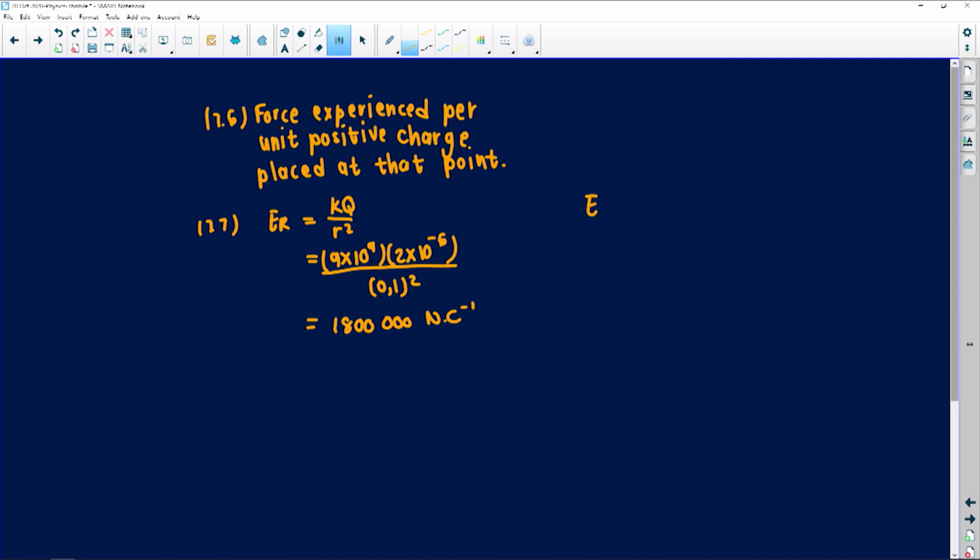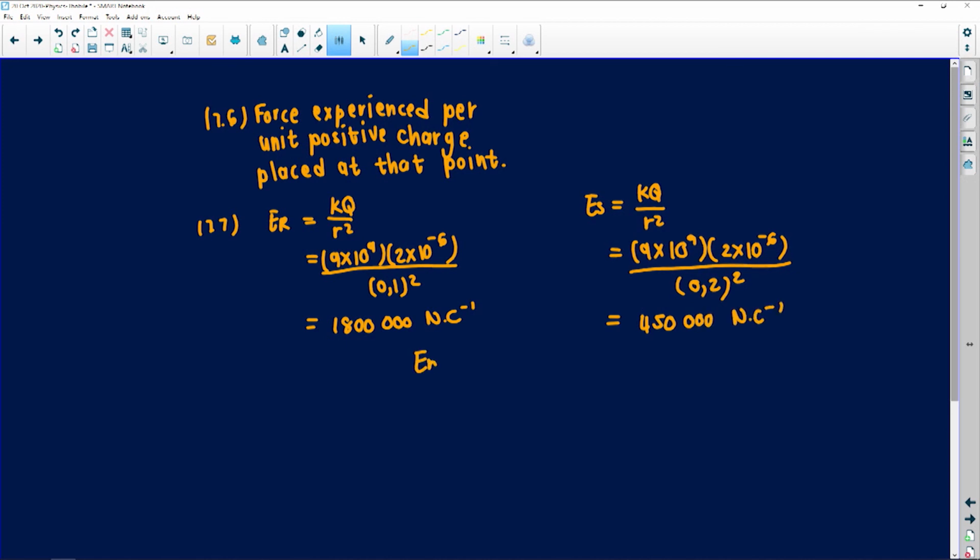If I look at the electric field of S, remember we've got kQ over R squared. k is a constant, which is 9 times 10 to the 9. And the charge on it was 2 times 10 to the negative 6. Remember, that was 20 centimeters. Converting it to meters gives me 0.2 squared. And I get 450,123 N/C.